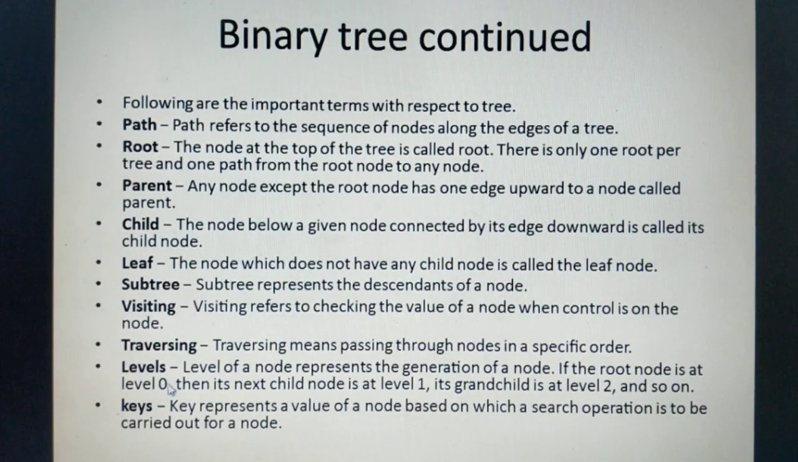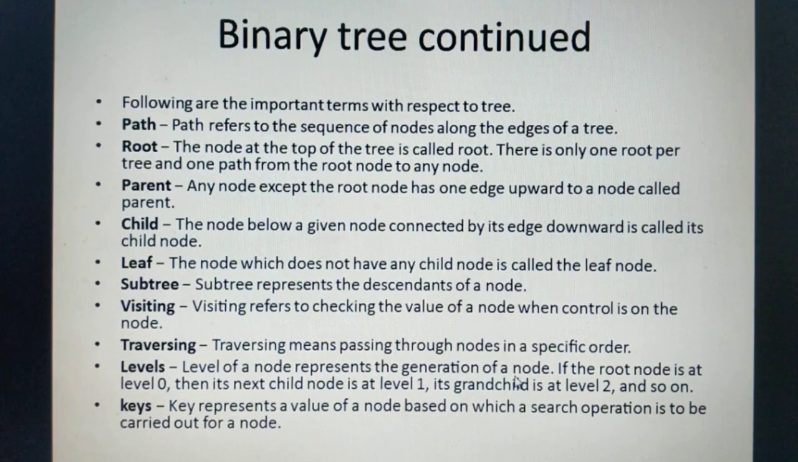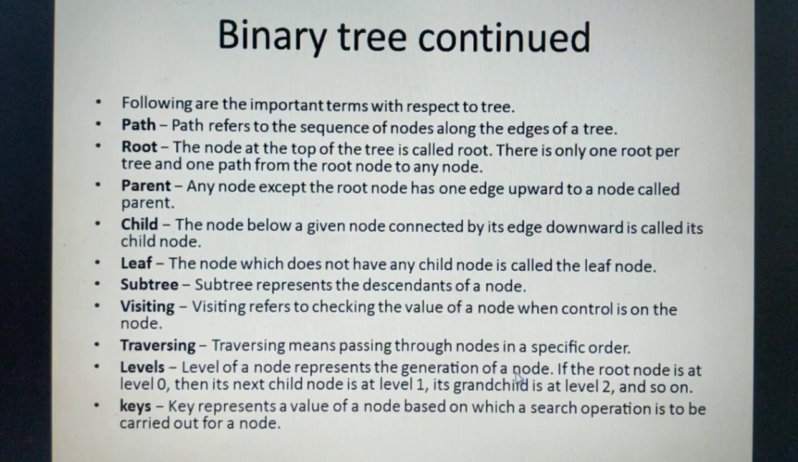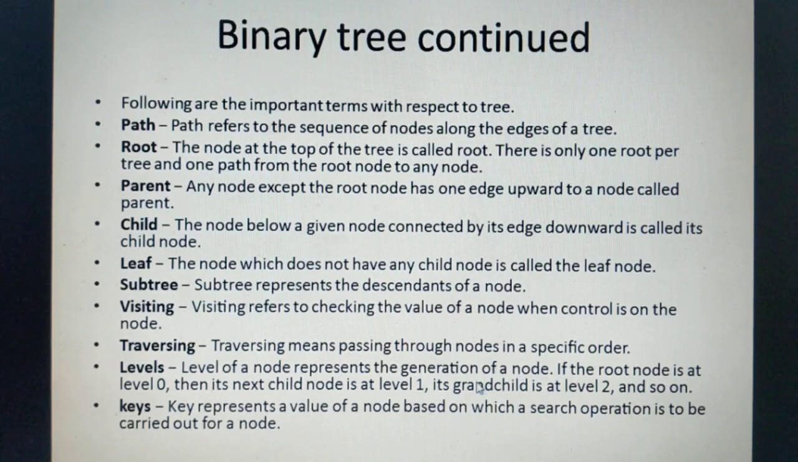Next, levels. I have given an example of levels as well. The level of a node represents the generations of a node. Remember, I gave you an example of a family tree. Great grandfather will be at level 0, grandfather will be at level 1, then your father, correct? So there are different levels of generation that can be represented. Or, for example, say principal at level 0, then come the deans at level 1. So this hierarchical tree can be denoted by different levels.